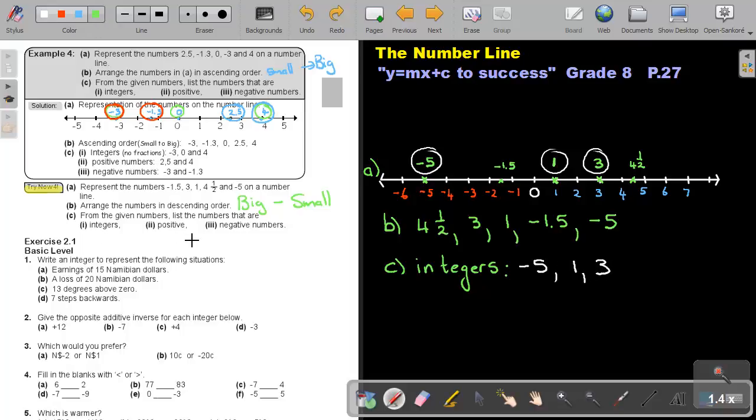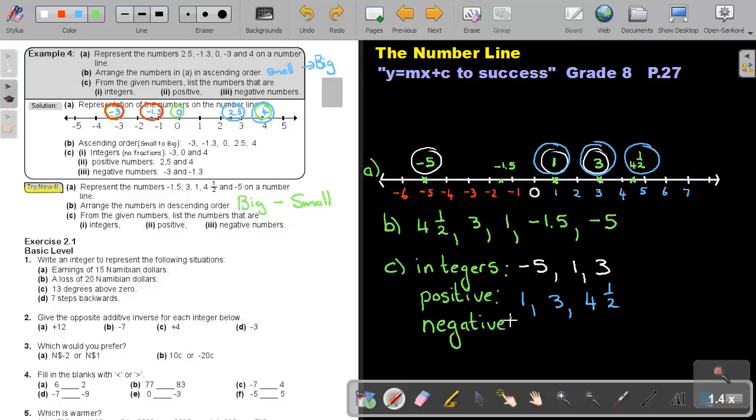And then the next one they ask is positive numbers. That's the ones which are not having a negative sign. So in this case, the positive numbers will be, it can be fractions, remember, so 1, 3, and 4.5. So it's 1, 3, and 4.5. And then the next one, that will be negative numbers. And now it's all the ones with negative signs. Can be fractions again. And I just see negative 5 and negative 1.5.